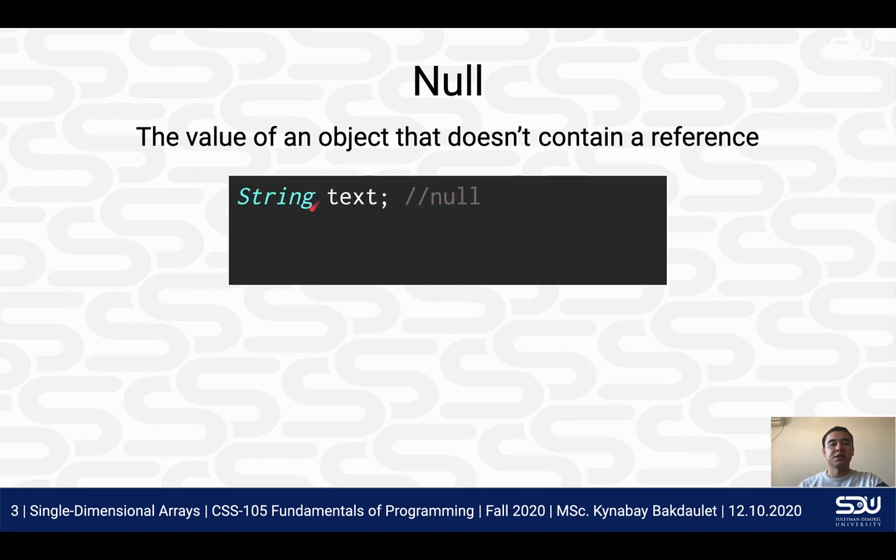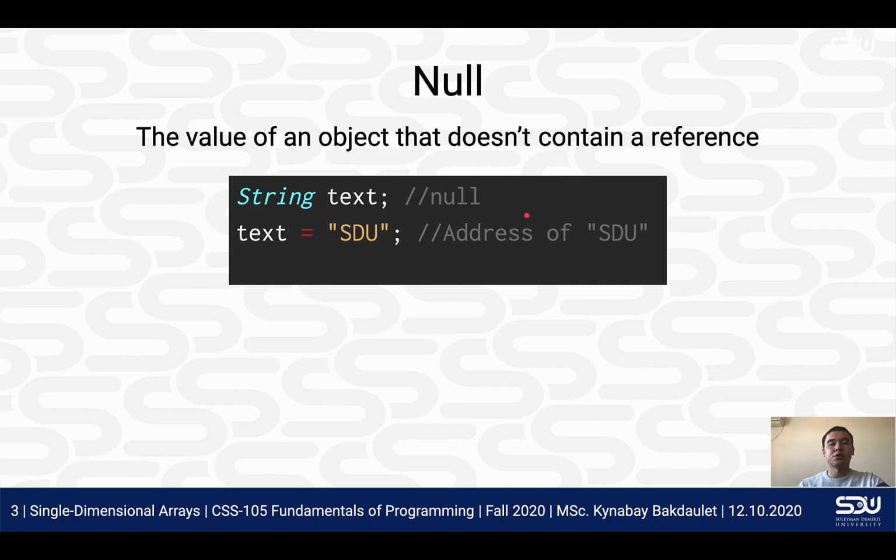For example, the data type String. As you know, String is an object, and it has the variable text. At this point, the text will be the null value. So it means that it will have a reference to nothing. Then when we assign to the text the word SDU, the variable text will have an address to the word SDU. So the variable text will contain just a reference to the string, to the word SDU.